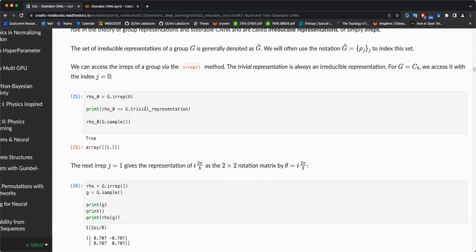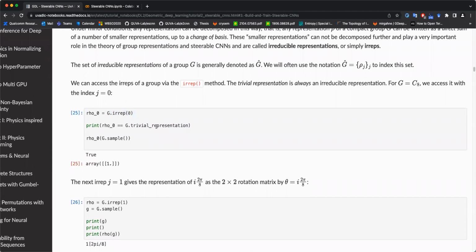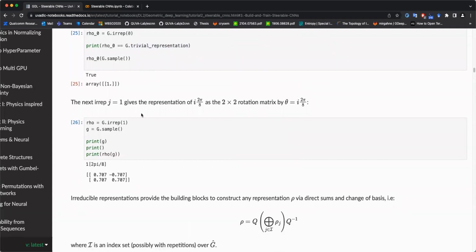Again, as I said before, the trivial representation is an irreducible representation. We verify this by checking the irreps of the group G. This function returns the group elements as indexed here, so we see that the first irrep of our group is equal to the trivial representation. Not much more to say about it.